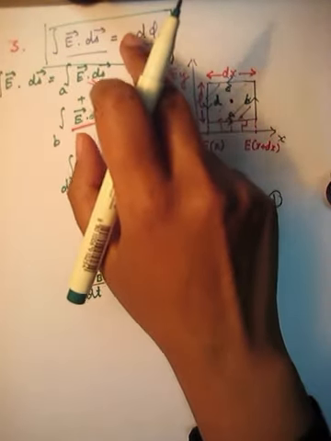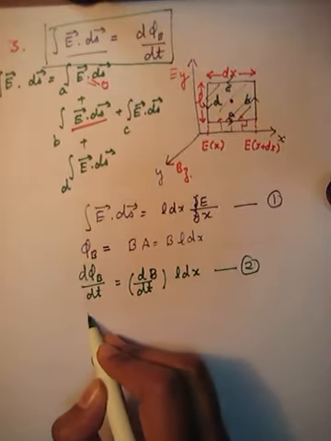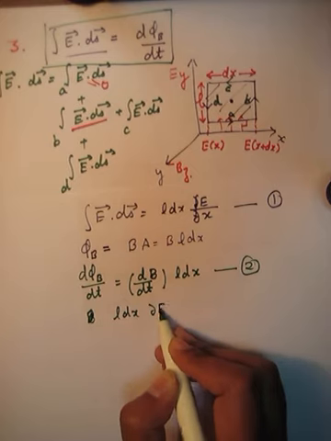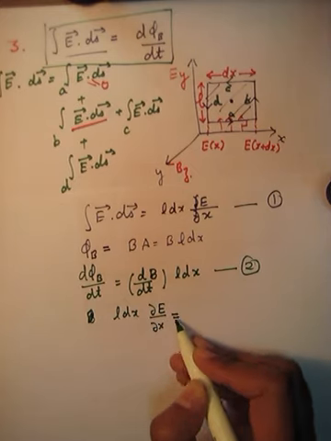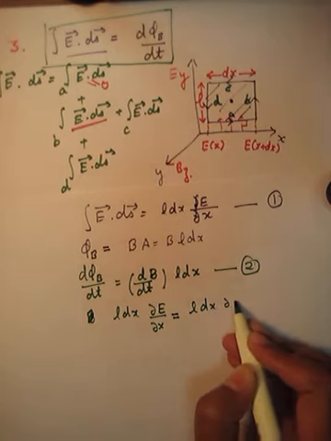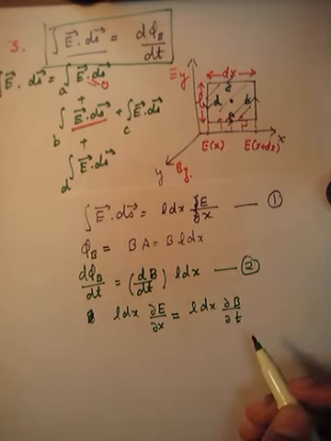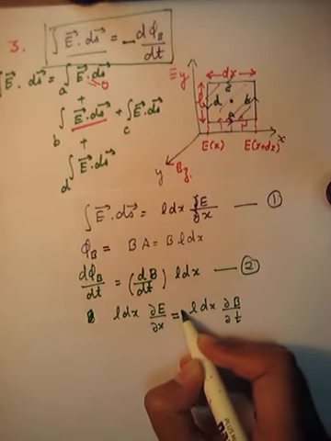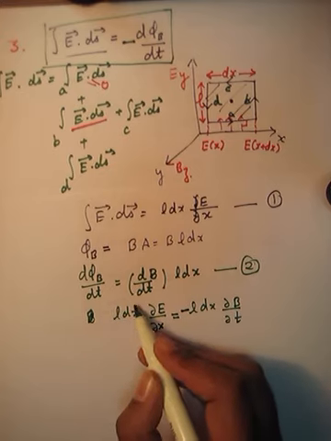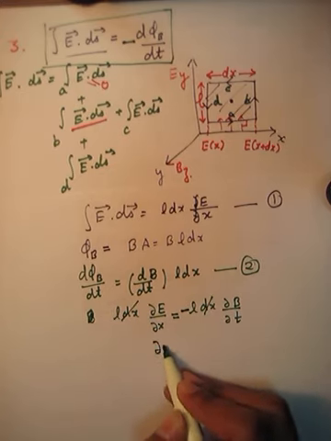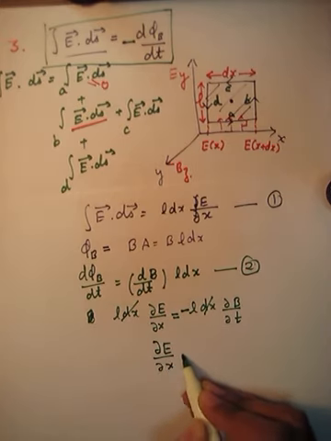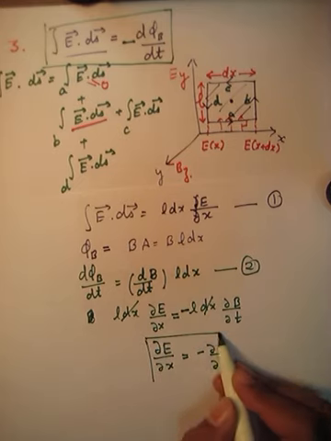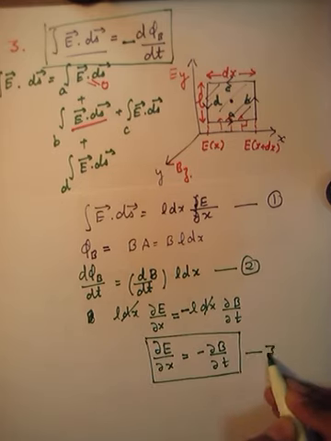So let us put these values in this one, and therefore it will be L dx ∂E/∂x equal to L dx ∂B/∂t. But we are missing something here, and that is a negative sign. So you will have to put a negative sign here, and therefore this will cancel, and what you will get is ∂E/∂x is equal to minus ∂B/∂t. Let us say this is equation 3.